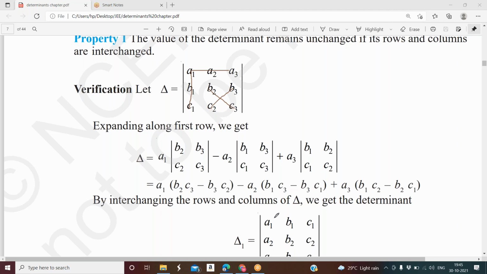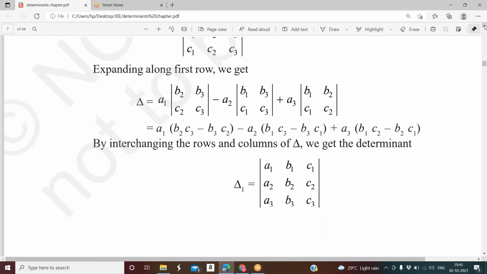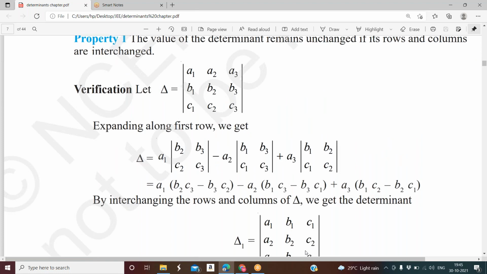By interchanging the rows and columns of delta, we get the determinant delta 1. The rows and columns are getting interchanged here. The first row in delta is written as the first column, A1, A2, A3. The second row in delta is written as the second column, B1, B2, B3. And the third row in delta is written as the third column in delta 1, C1, C2, C3.